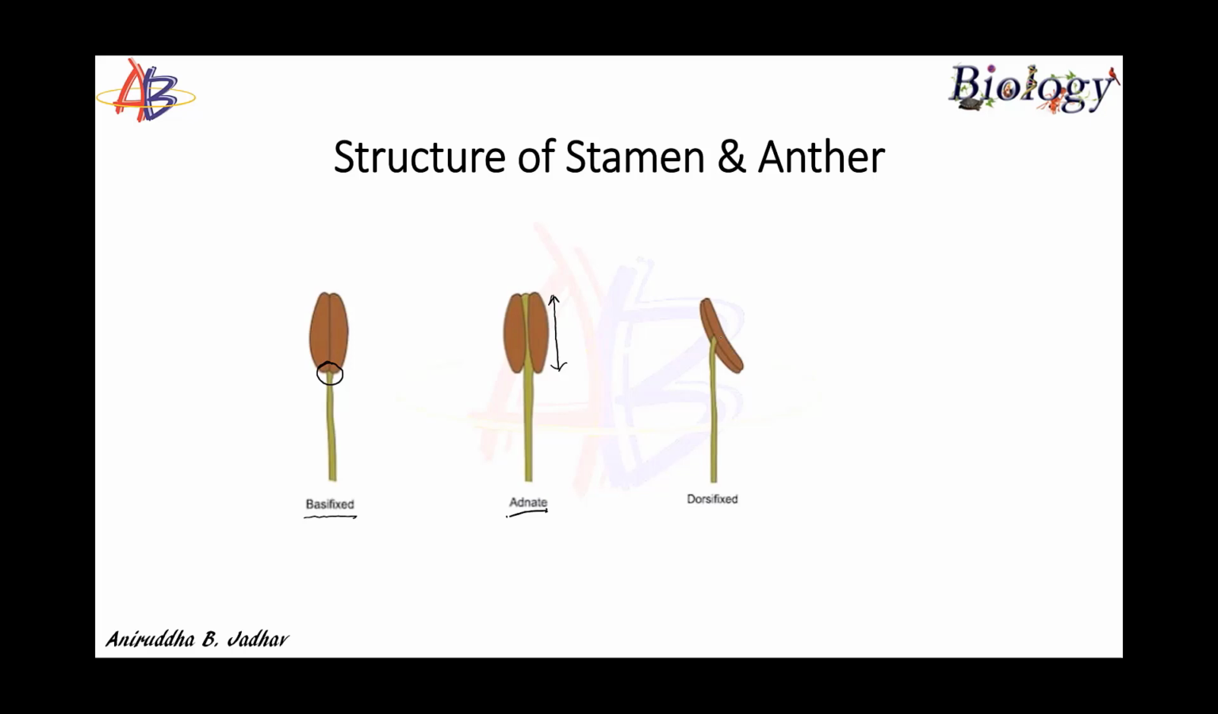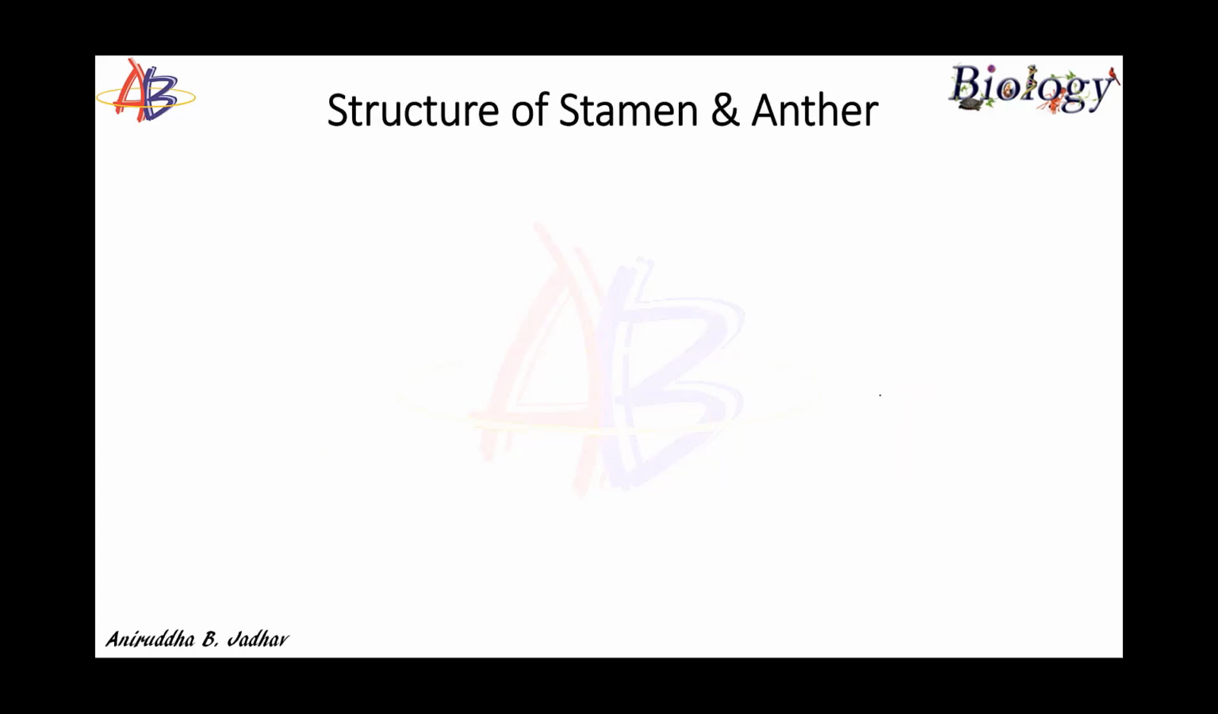When the filament is attached to the dorsal surface of the anther, it is termed dorsifixed type. When the filament is just attached at a point about the middle of the connective so that the anther can swing on it freely, it is called versatile type of attachment. So these are the four possibilities for attachment of an anther to the filament. Now let us learn in detail about the structural arrangements within the anther.